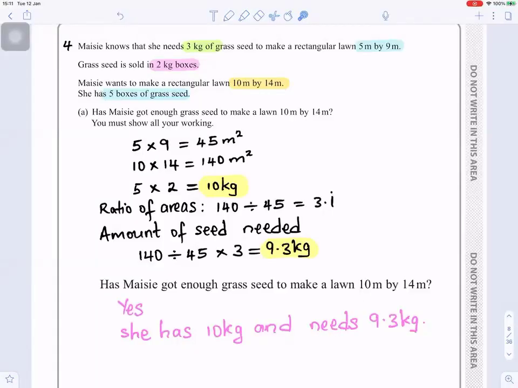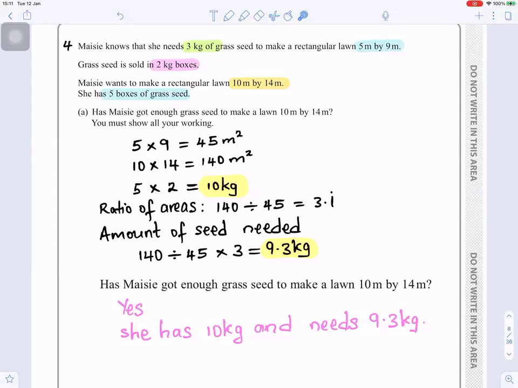To do this question, I first of all highlight all the important numbers. 3 kilograms of grass seed, 5 meters by 9 meters, 2 kilogram boxes, 10 meters by 14 meters, and 5 boxes of grass seed. So when you do that in the exam, as an examiner, I see students do that. They underline it with their pencil. Some students highlight it. It's very important for you. It helps you to see what you're doing. And if you come back to check your work, you can quickly see the numbers. You don't have to go reading every single sentence again.